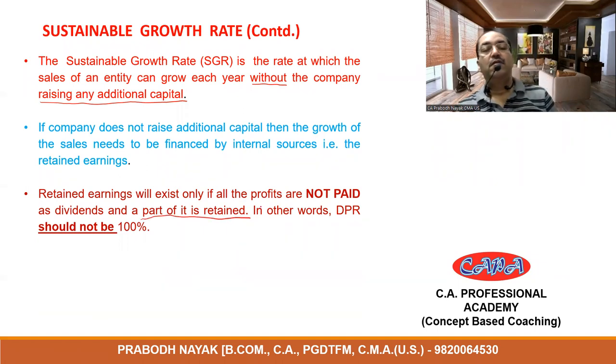Then only we'll have growth. In other words, DPR should not be 100%. What is DPR? Dividend payout ratio. Your dividend payout ratio should not be 100%. It should be less than that. 100% DPR means the entire profits are paid as dividends to shareholders.